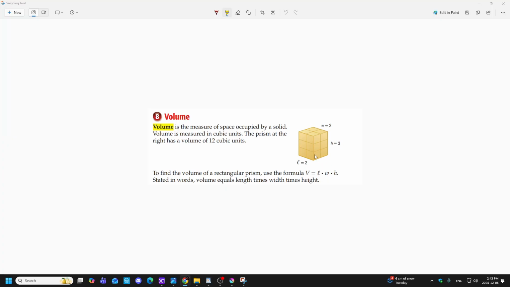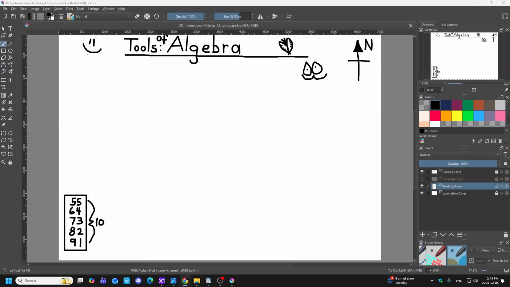Imagine this is our 2D, what we've been working with. We've been calculating perimeter and area and such. Okay, let's work in 3 dimensions. Example: find the volume of the rectangular prism.